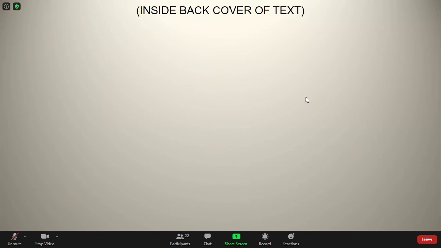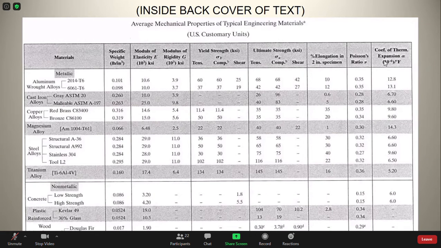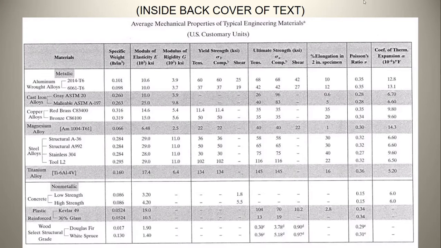All right, now I'm going to show you the table of values for every material. This kind of experimentation has been done. Stress and strain diagrams have been drawn, and the values have been plotted. Here is one of the tables given in the back of your book. Average mechanical properties of typical engineering materials.